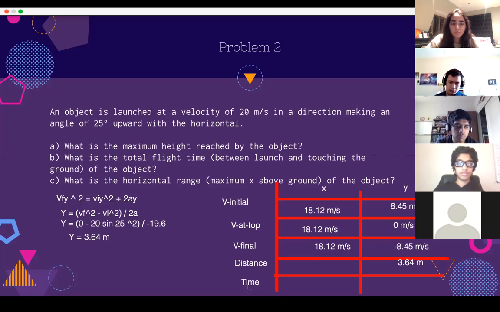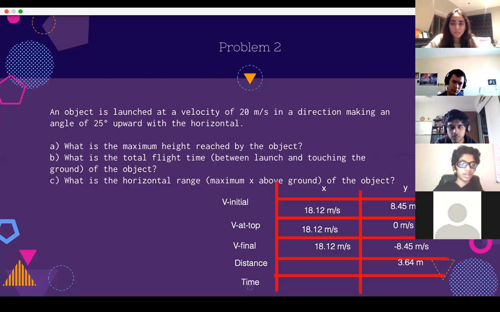And then, let me see if I can erase this. Oh, does anyone need that up? By the way, I can keep it, and if anyone wants that back, I can also send it in the chat if that would be helpful.